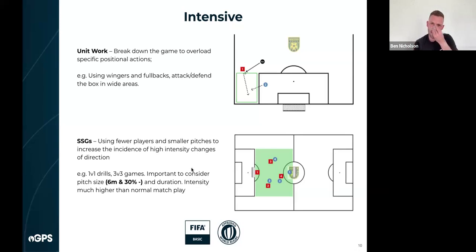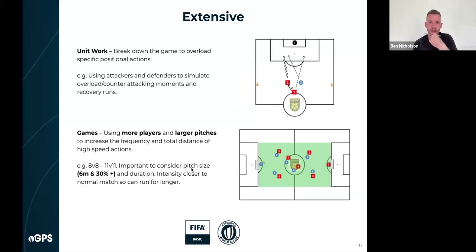And I think on the next slide, the extensive one is similar again. So like we said, with the unit work, we're trying to elicit these extensive metrics. We're trying to put stress on these structures that we would see used in the extensive activities of the game. So I think that's the one that I mentioned there. Real simple drill, but we start to go bigger.